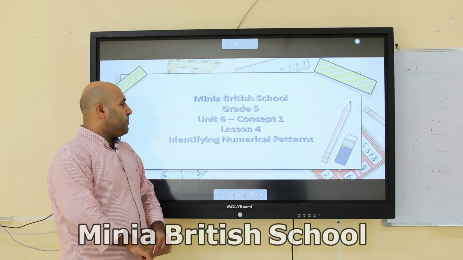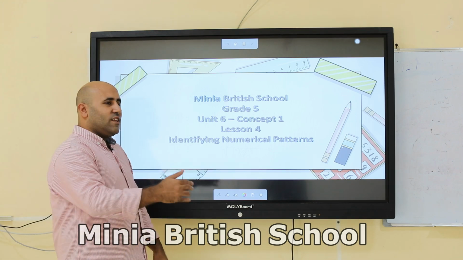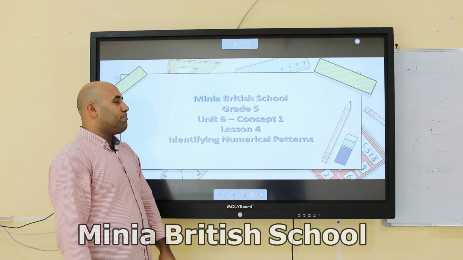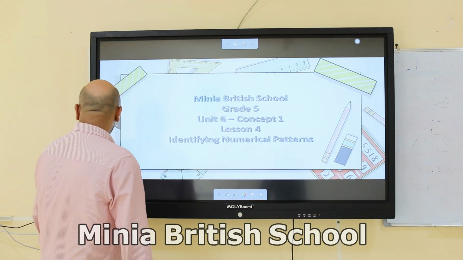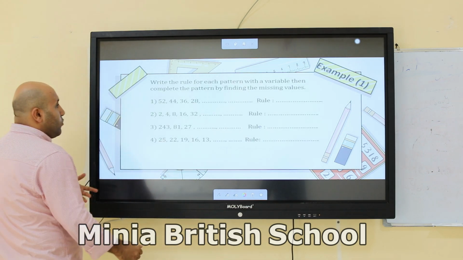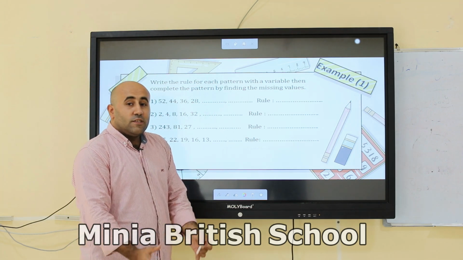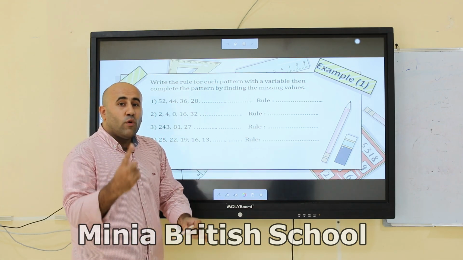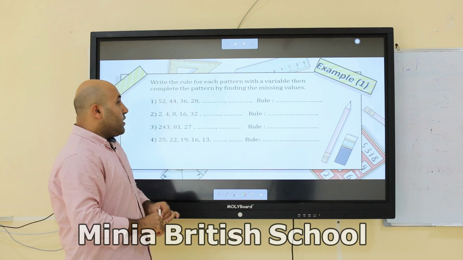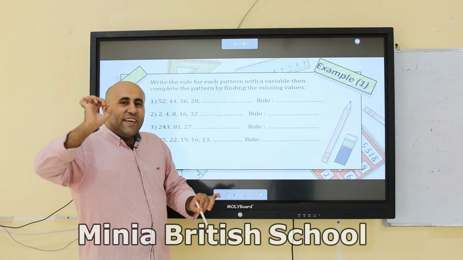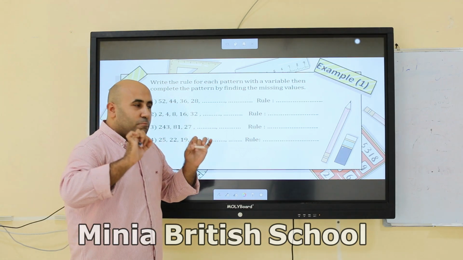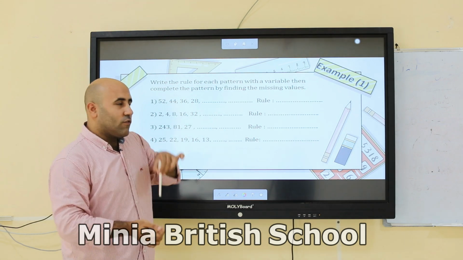Today we talk about Unit 6, Concept 1, Lesson 4, Identifying the numerical pattern, and let's get into it. If you know what a pattern is, it is simply a set of numbers that go with one specific rule, and this rule applies to each and every number inside this set of numbers.